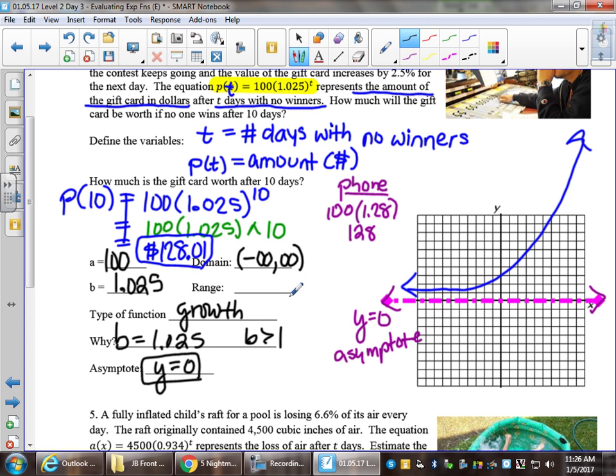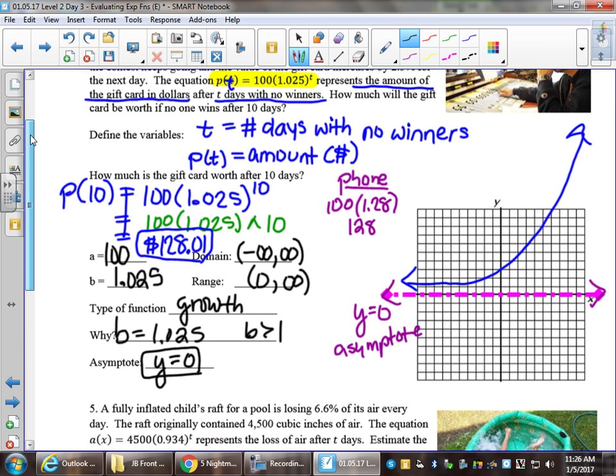The range, however, we definitely have a restriction. This graph will come infinitely close to 0 but never touch. If I come in from the top, what do you get? Yes. Which makes sense, right? If technically nobody ever calls in time, will anybody win the gift card? No, it's just going to keep going more and more until somebody finally calls in on time.